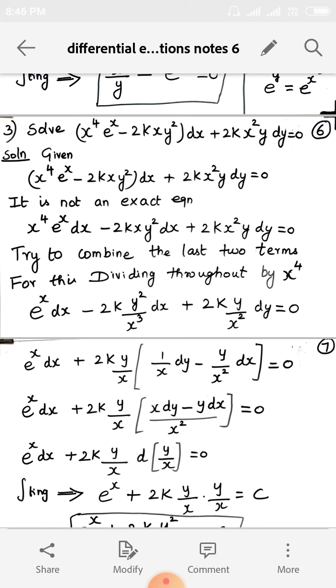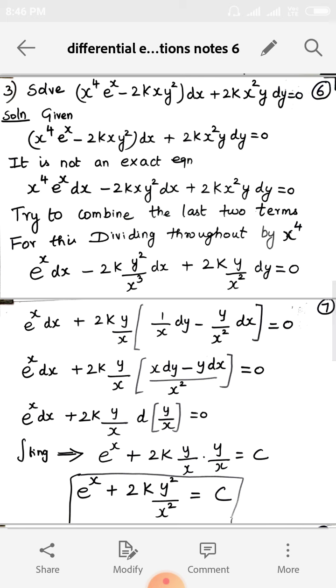So for this, divide throughout by x power 4. We have to divide throughout by x power 4. So we get e power x dx minus 2k y square by x cube into dx plus 2k y by x square into dy is equal to 0.